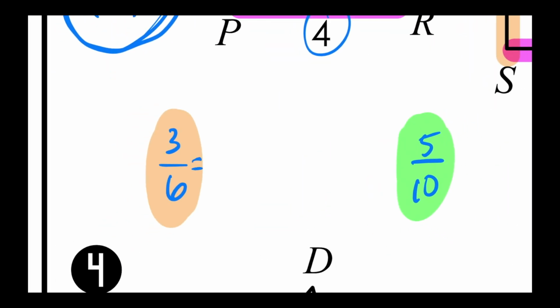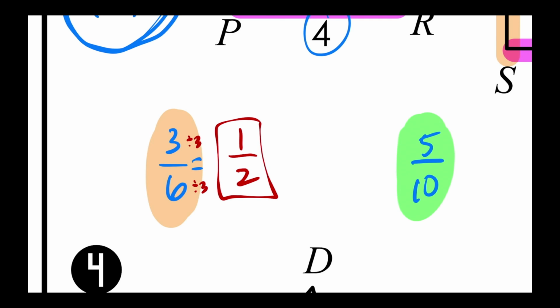3 over 6. How can I simplify 3 over 6? We're just simplifying fractions, guys. 4th grade math. How do I simplify 3 over 6? By 3, right? So I can divide the top by 3 and the bottom by 3. So 3 divided by 3 is 1. 6 divided by 3 is 2. And that makes sense. 1/2.